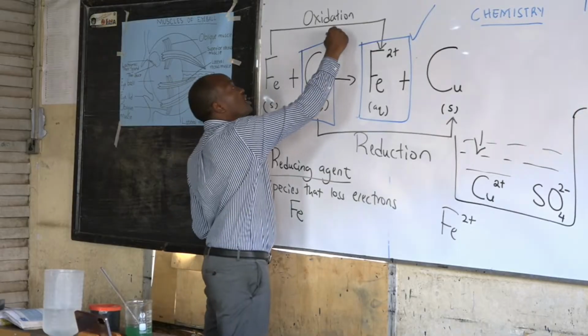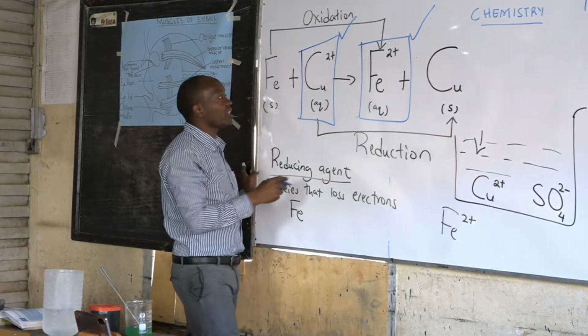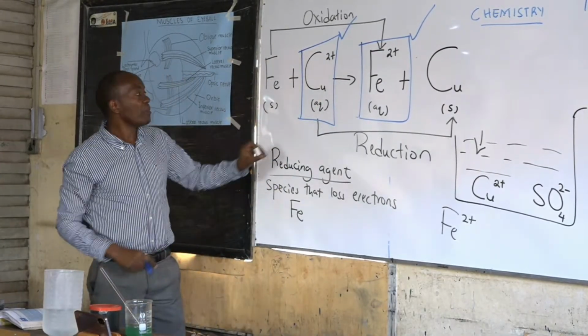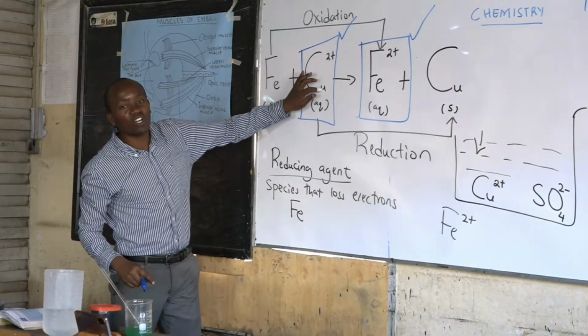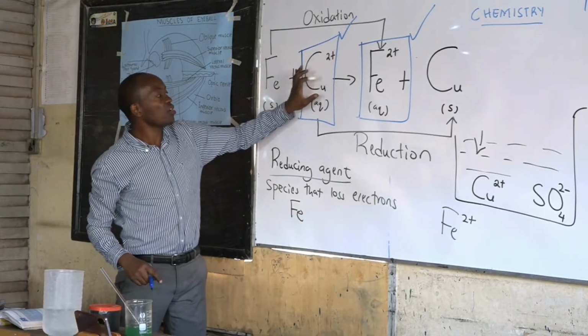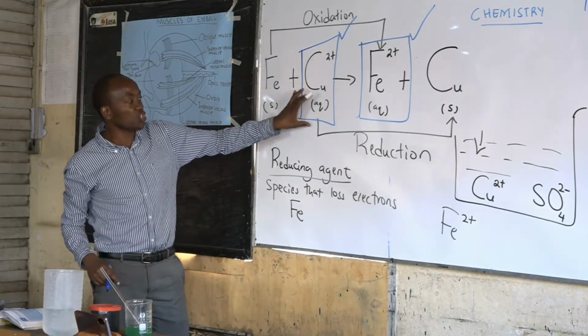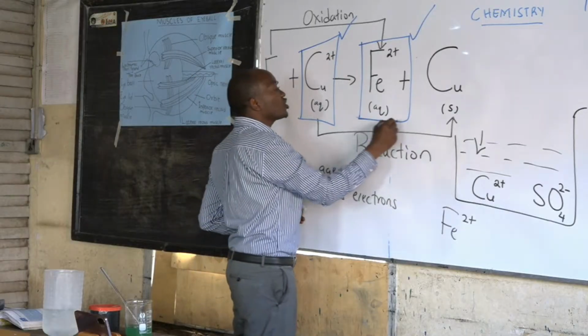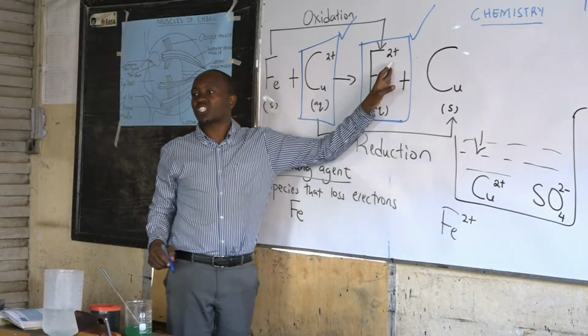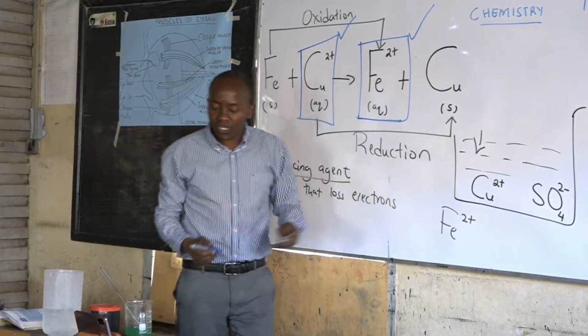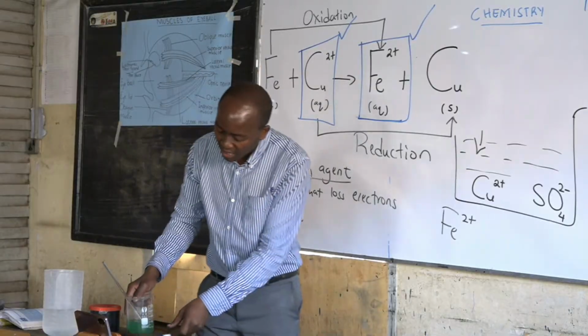Now, the blue solution initially was because of which ion? Copper 2 ions. But copper 2 ions has now been what? Displaced. Now we no longer have the blue solution. We have the green solution, and the green solution is because of what? Iron 2 ions. Now there is also another solid that can be observed here.